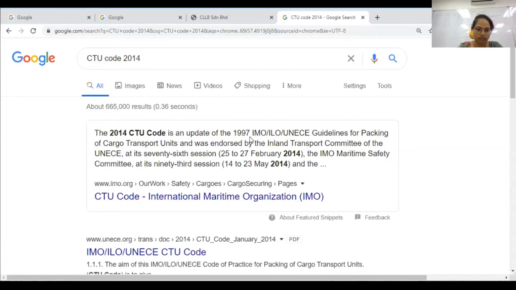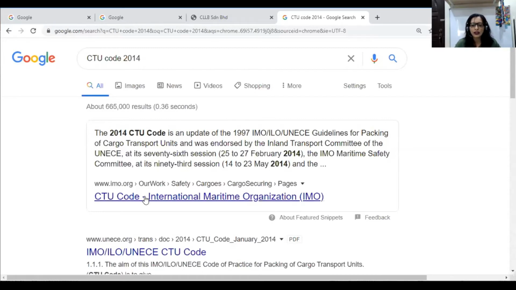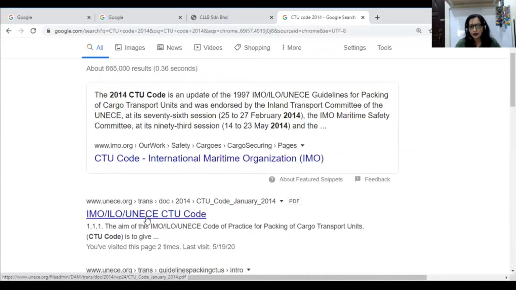It used to be the IMO, ILO, UNECE guidelines on packing of CTUs. And once it was updated, at its 76th session, the Inland Transport Committee of UNECE, from 25th to 27th February 2014, IMO joined, and IMO's committee came up with this new version, the CTU Code 2014. So you can actually get the CTU code online.